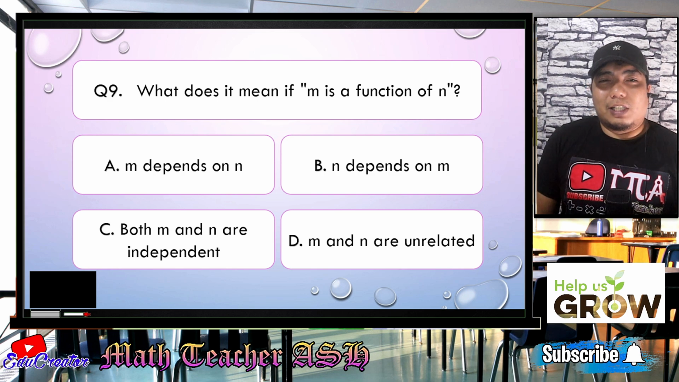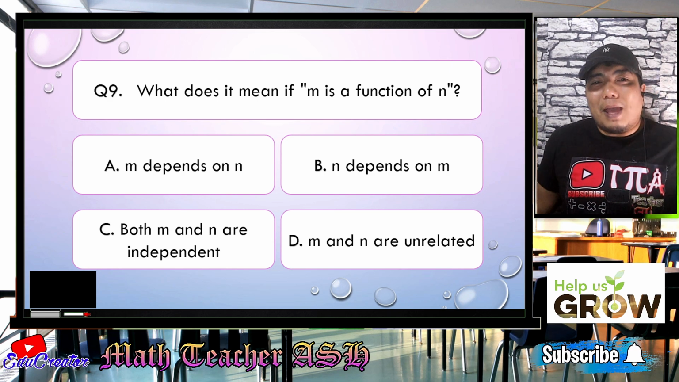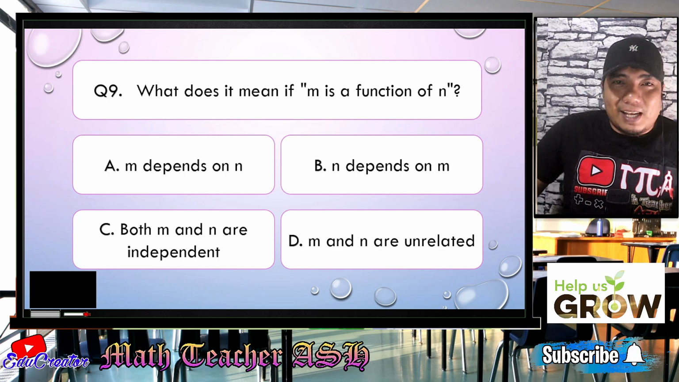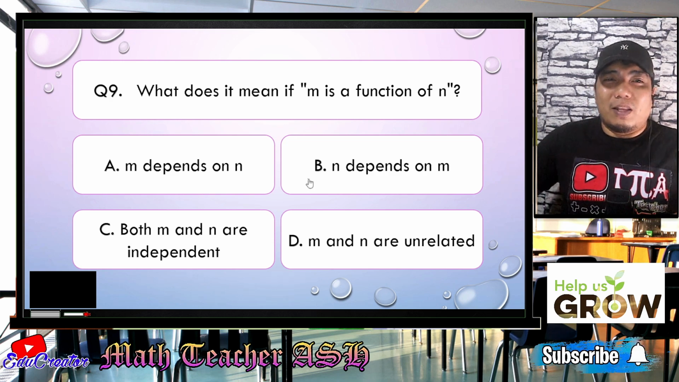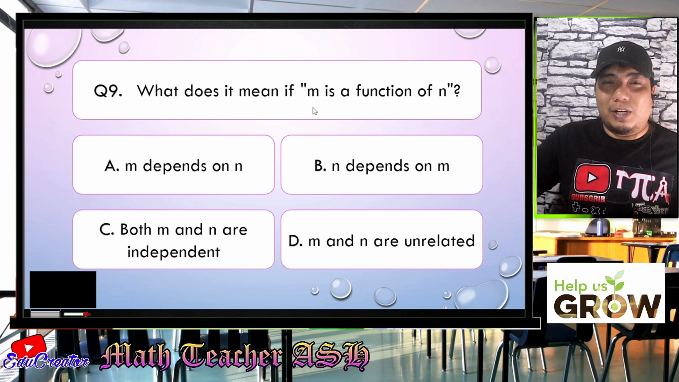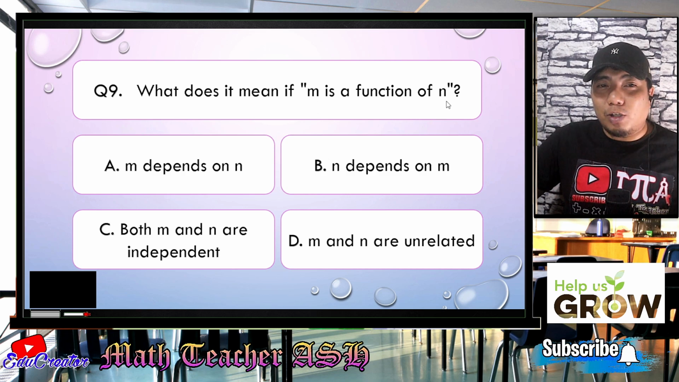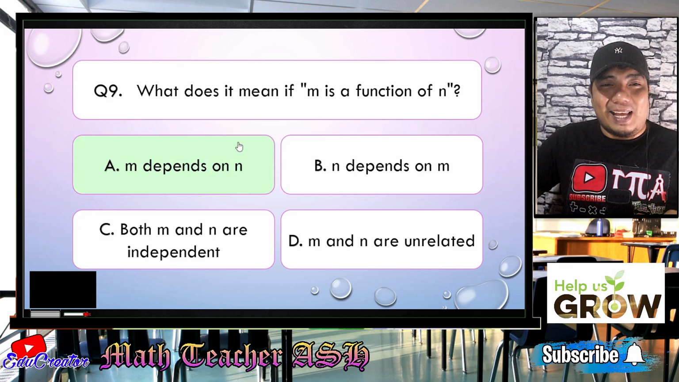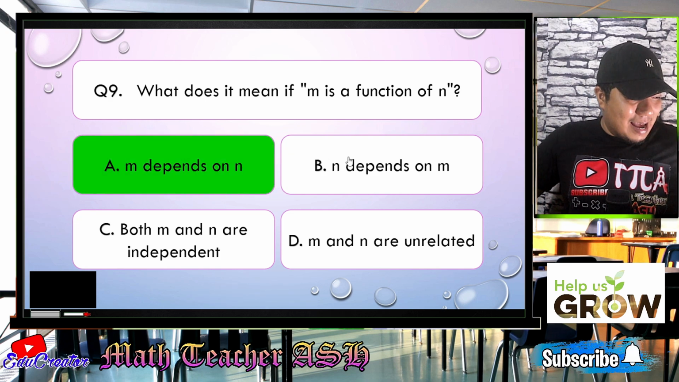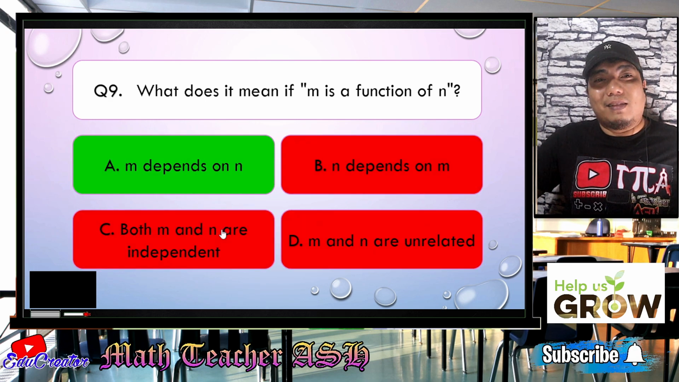Alright, math learners. The statement "m is a function of n" basically means m is dependent on n. The value of m depends upon the value of n. So whatever n you put, the m will depend on it. Basically, that is letter A. Alright. Easy, right? Very easy, my dear math learners.